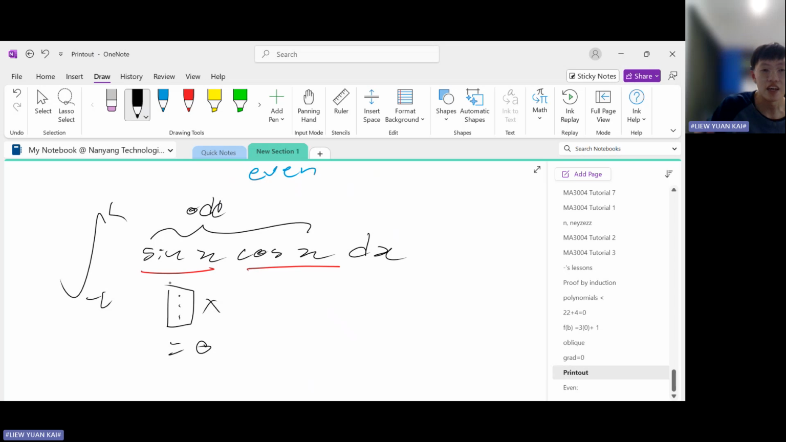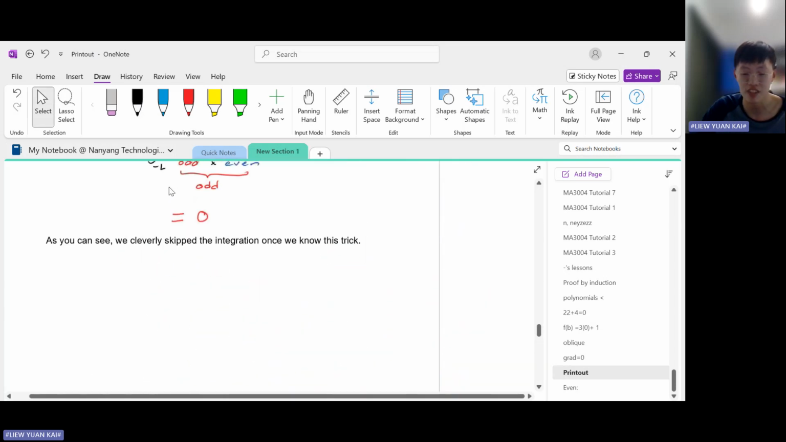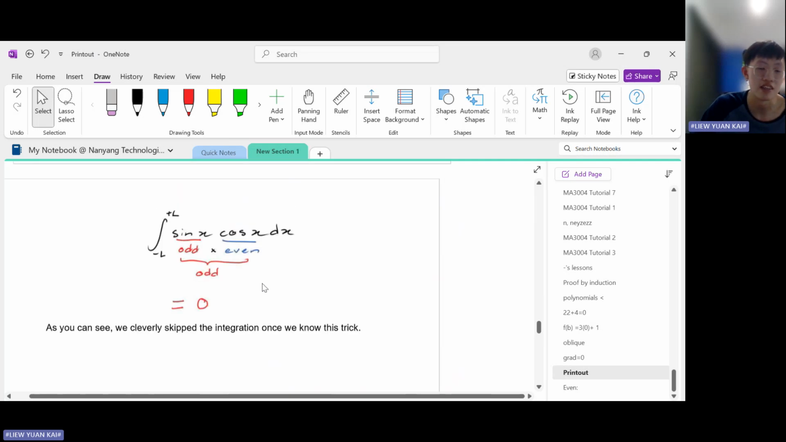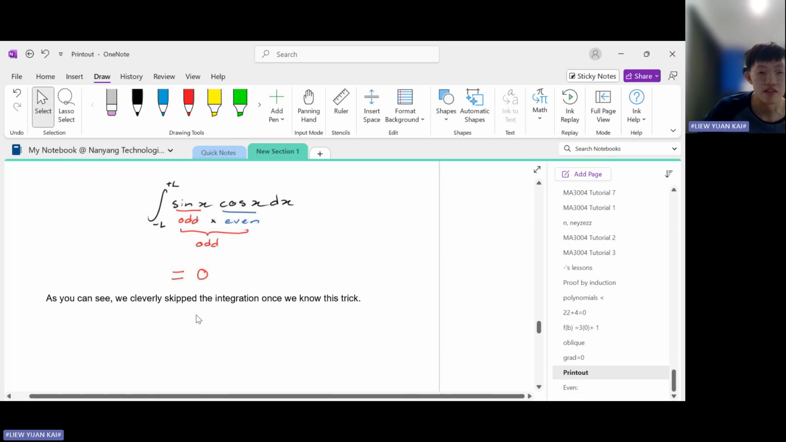Once you know that it's odd, and then you're integrating over one period, straight away, it will become 0. That is really how this simplifies our life by so much. You don't have to do integration. You can straight away tell me if you're integrating an odd function from negative half a period to positive half a period, then it is 0. Straight away it is 0. As you can see, we cleverly skip the integration once we know this trick.